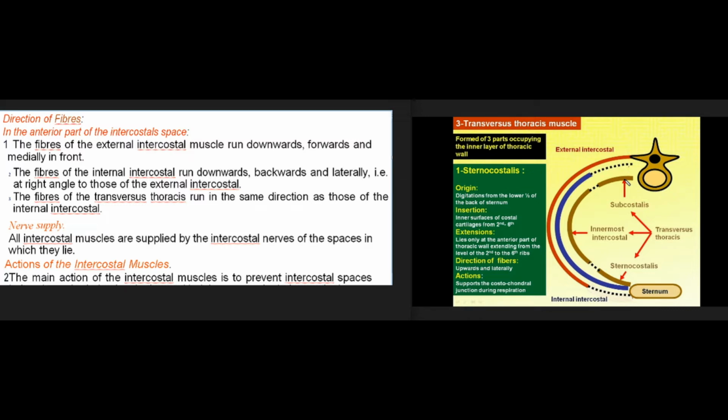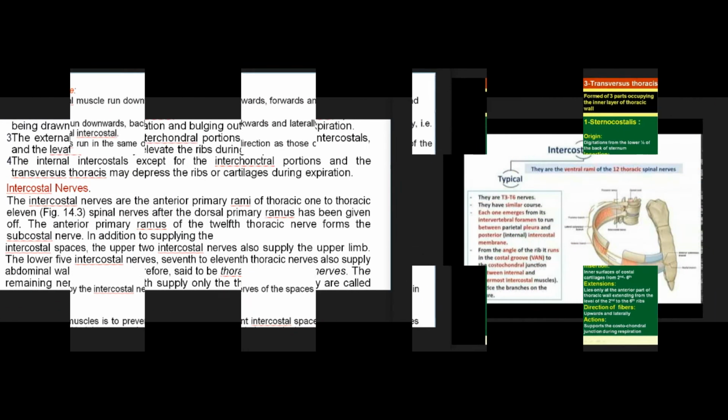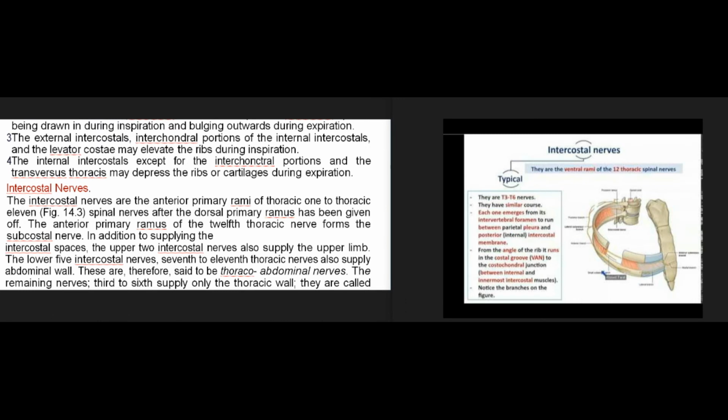Actions of the intercostal muscles. 1. The main action of the intercostal muscles is to prevent intercostal spaces being drawn in during inspiration and bulging outwards during expiration. 2. The external intercostals, interchondral portions of the internal intercostals, and the levator costae may elevate the ribs during inspiration. 3. The internal intercostals except for the interchondral portions and the transversus thoracis may depress the ribs or cartilages during expiration.